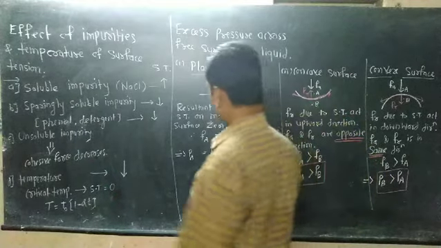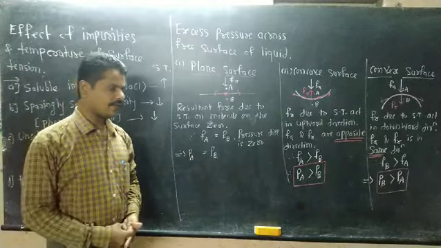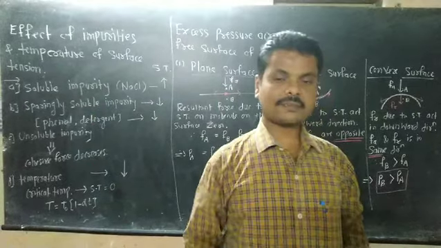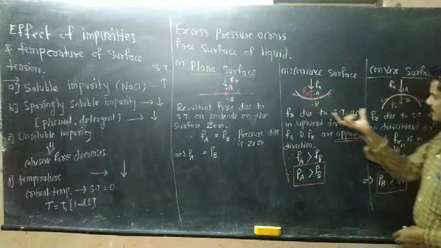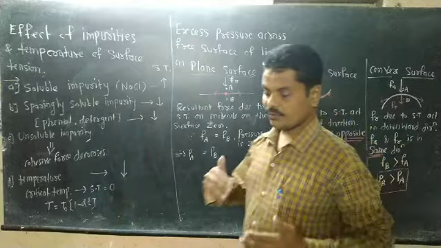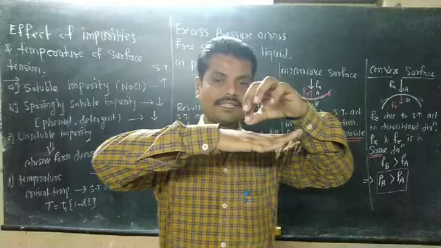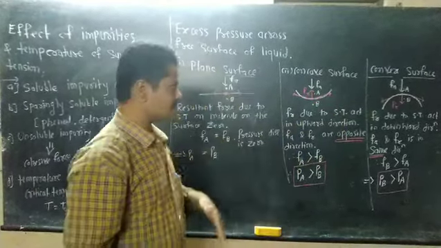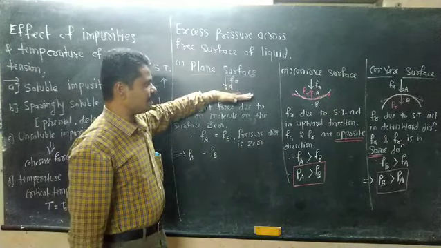Now we move to the next point, excess pressure across the free surface of a liquid. Okay, in that point we have to discuss three surfaces. First, the plane surface, second, the concave surface, and third, the convex surface. Okay, and we have to study, if this is a plane surface, then this is the point A which is just outside the surface, and point B is just inside the surface. I will show these 2 points, A and B. Okay, this is the liquid surface.